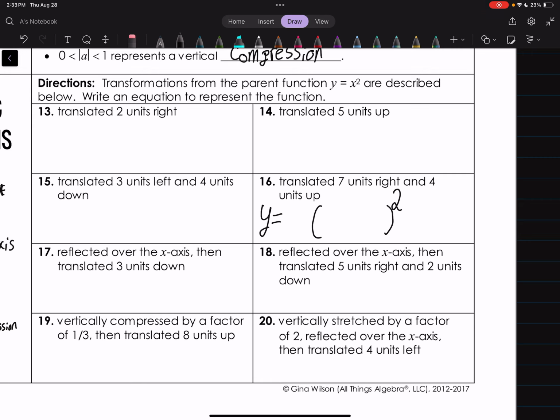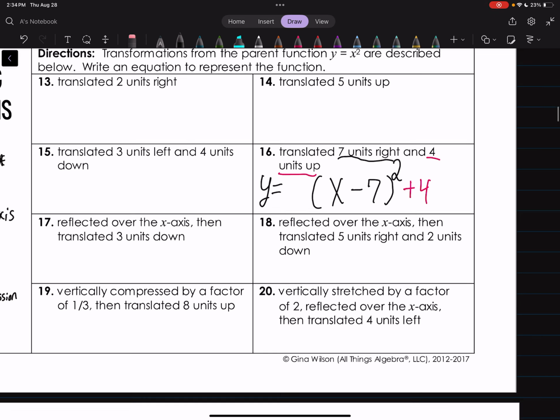So number 16, translated 7 units to the right. Well, I know that has to be minus 7 on the inside of that parenthesis. It says 4 units up, plus 4 on the outside. There is no more transformations in that statement. I just need to put an x on the inside of the parentheses. I'm finished. There's the expression. Let's try number 18.